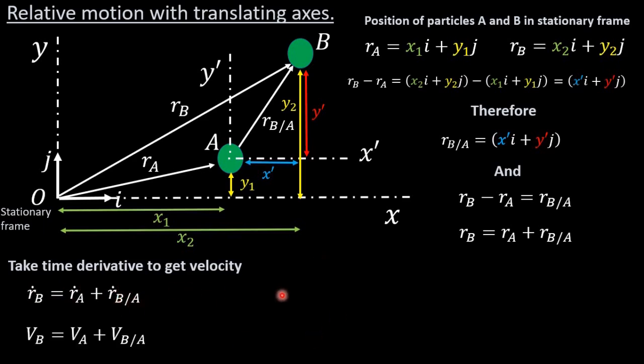So I'm going to rewrite that like this. So that is the velocity of particle B equals the velocity of particle A plus the velocity of particle B relative to A. Okay, so that is our relative velocity equation here.